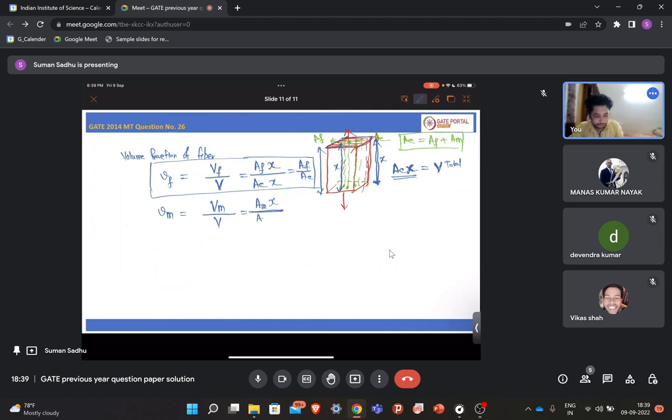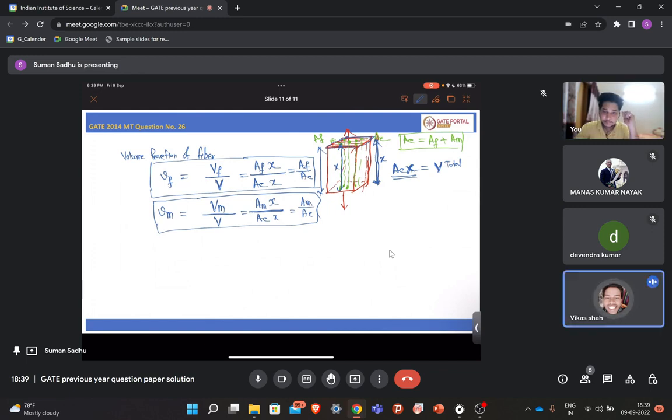Can you visualize this one? Why is the height the same, or how am I getting this one? Now you understood? Yes, understood, sir.